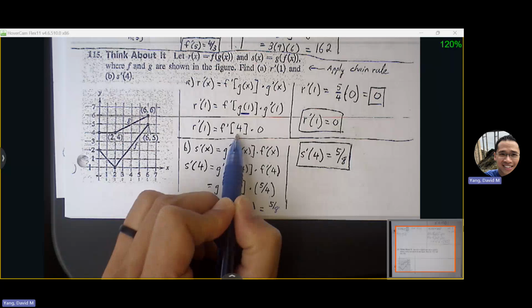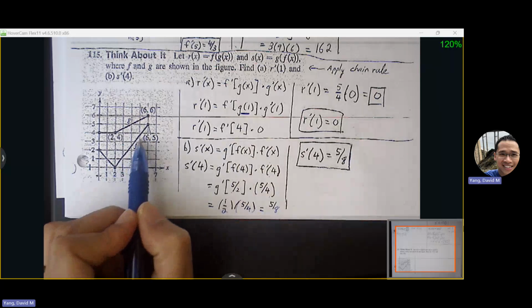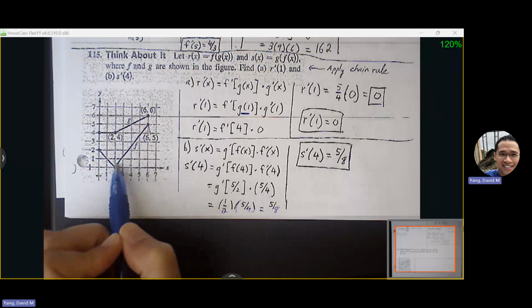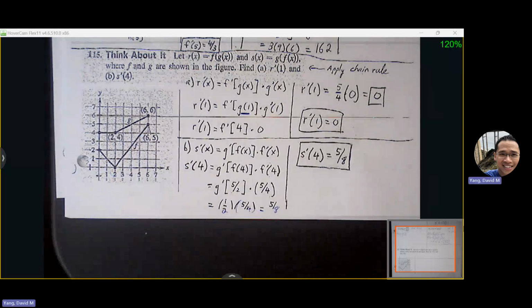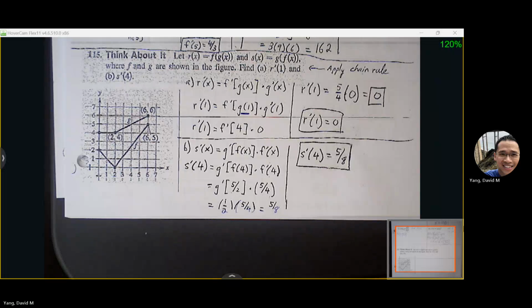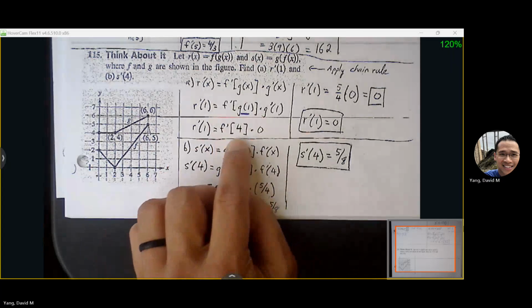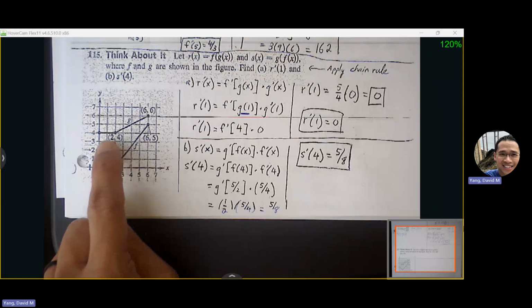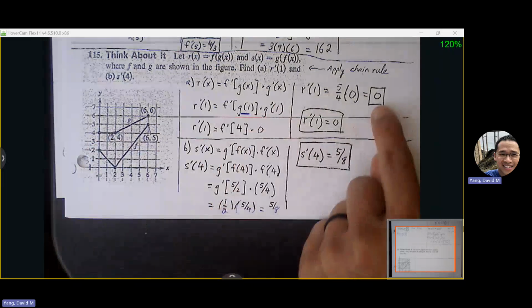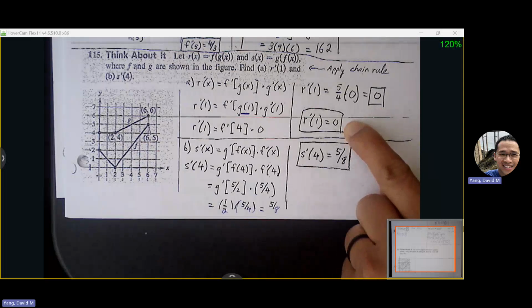And then replace G of 1 with 4, and then move on to f prime of 4. F prime of 4 is asking for the slope of this line segment. So I can just count from one end to the other end, up 5 over 4. And then G prime of 1, we're asking for the slope of the G graph at 1, and this is part of a horizontal line, so G prime of 1 is just going to be 0. Anything times 0 is just 0, so R prime of 1 is equal to 0.